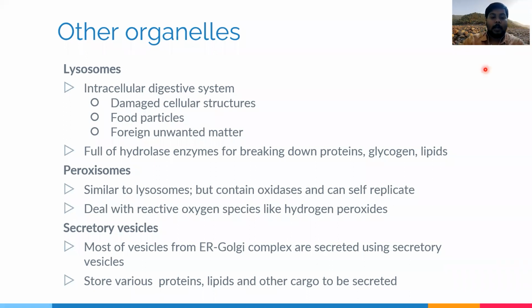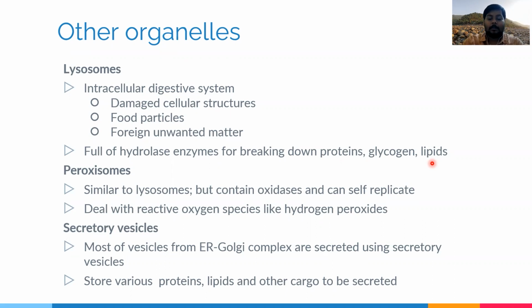Now let us look at various other organelles present in the cell. The first one we are going to look at is the lysosome. Lysosome is the intracellular digestive system of the cell, which digests or degrades various particles. It is full of hydrolase enzymes which can break down proteins, glycogens, as well as lipids. So any molecule that comes into contact with the lysosome will be completely degraded.